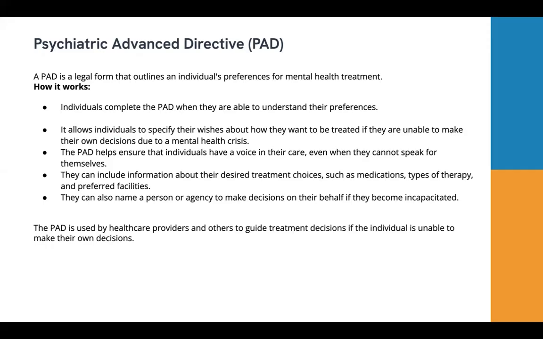They can include information about their desired treatment choices, such as medications, types of therapy, and preferred facilities that they're interested in going to if they have a crisis. And then they can also name a person or agency to make decisions on their behalf if they become incapacitated. It should be used by healthcare providers and others to guide treatment decisions if the individual is unable to make their own decisions.